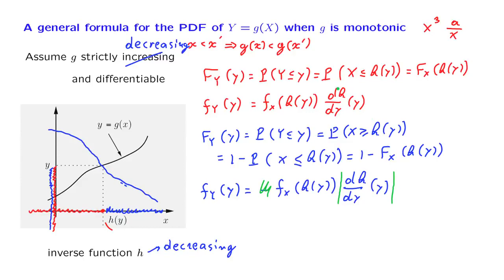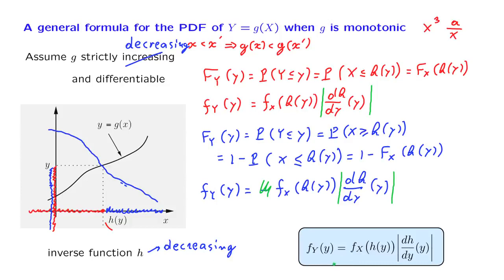Of course, in the case where g is an increasing function, when x goes up, y goes up. This means that when y goes up, x goes up. So h in that case would have been an increasing function. So this number here would have been a non-negative number. And so it would be the same as the absolute value. So using these absolute values, we obtain formulas that are exactly the same in both cases of increasing and decreasing functions. And so our final conclusion is that in either case, the PDF of y is given in terms of the PDF of x times the derivative of this inverse function.